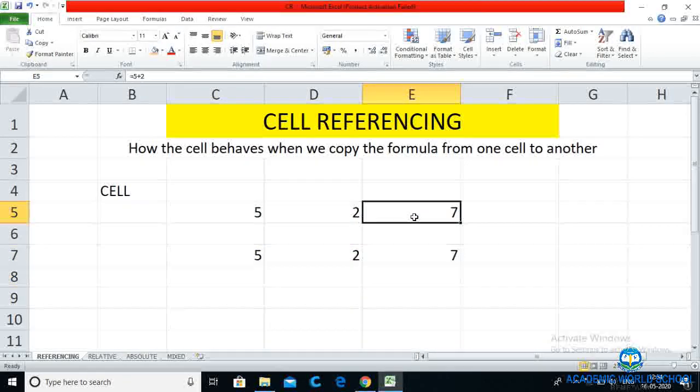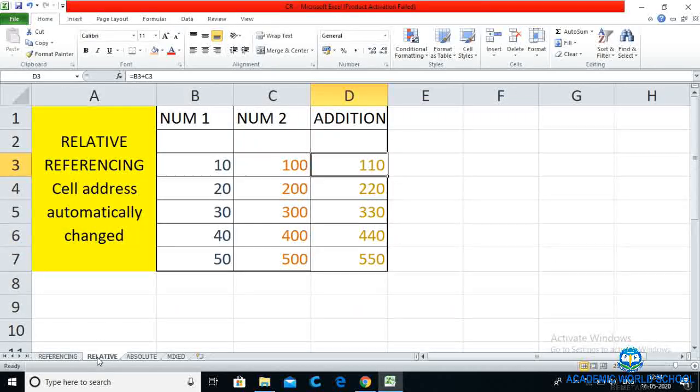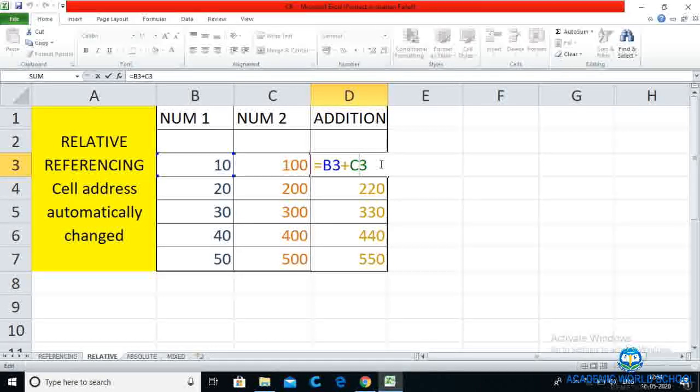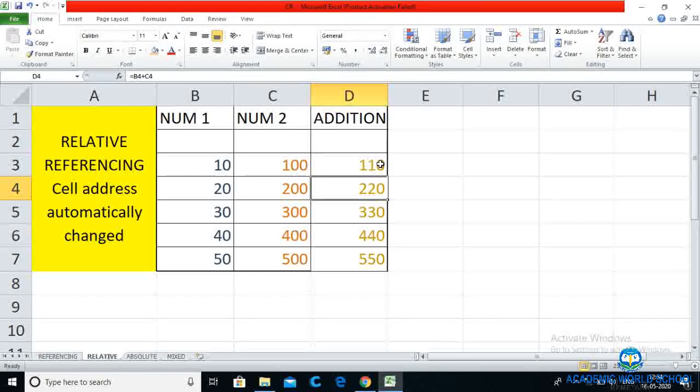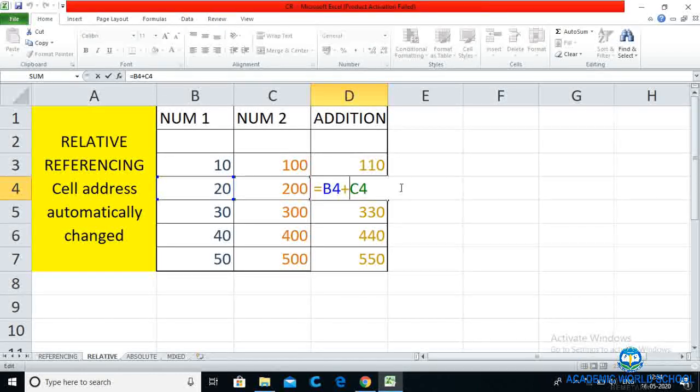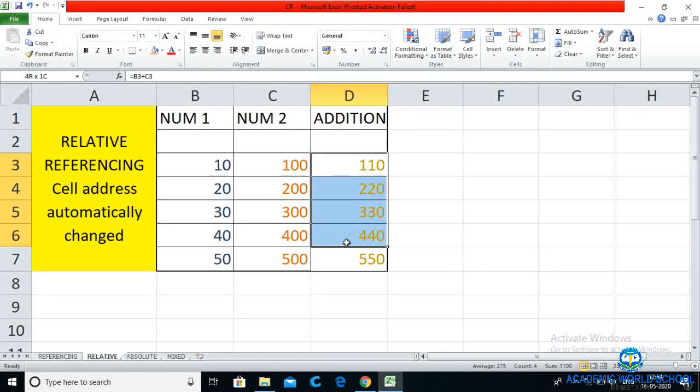Taking the cell address and the other one is taking the value. Now I think it is clear to you why there is a need of taking the cell address. Means if we are taking the cell address and if we are clicking and dragging, the cell address is automatically changing.